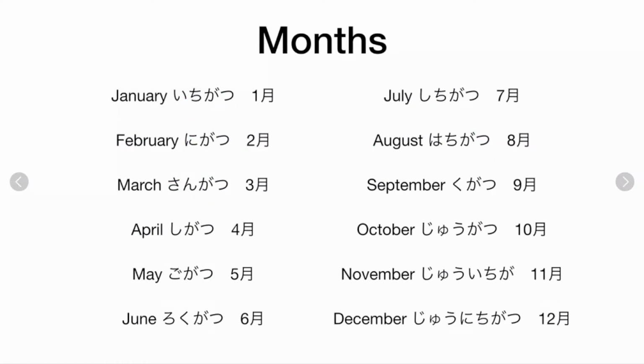Now we can talk about the months. The months are much simpler than the dates because it's just number plus gatsu. Okay? 1月、2月、3月、4月、5月、6月、7月、8月、9月、10月、11月、12月. Right? Just number plus gatsu.